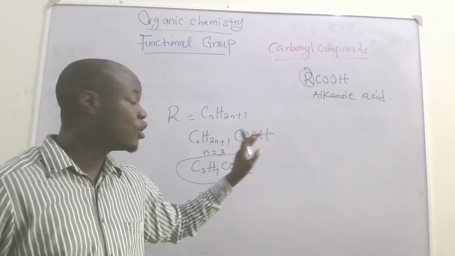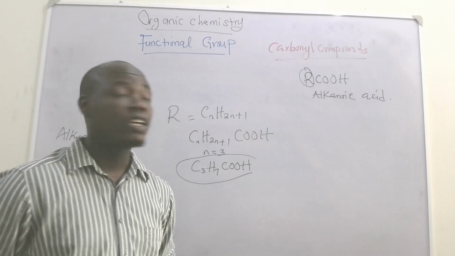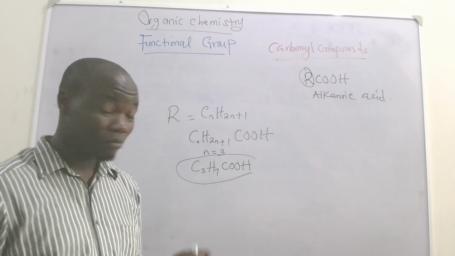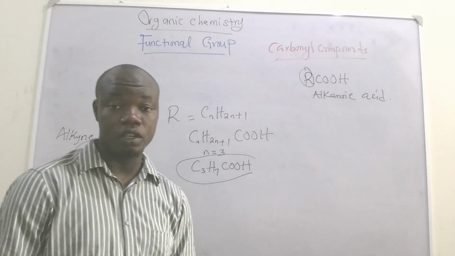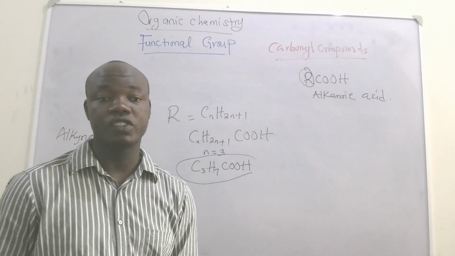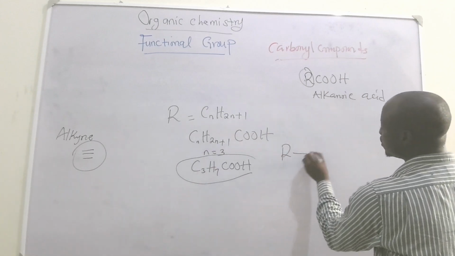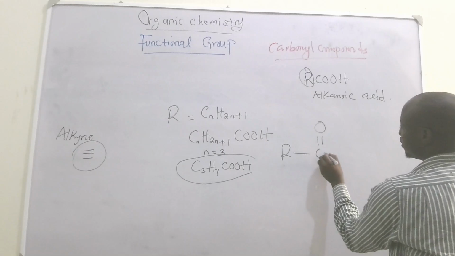And why do we call it a carbonyl compound? It is because in alkanoic acid we also have a carbon to oxygen double bond. They also have carbon to oxygen double bonds. For example, for this one, this is how it looks.